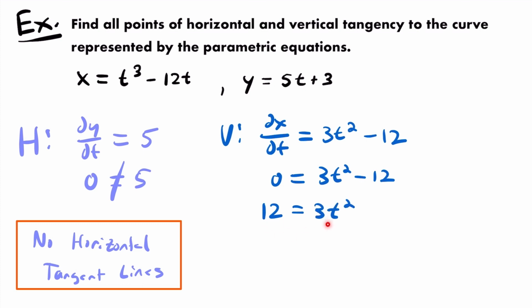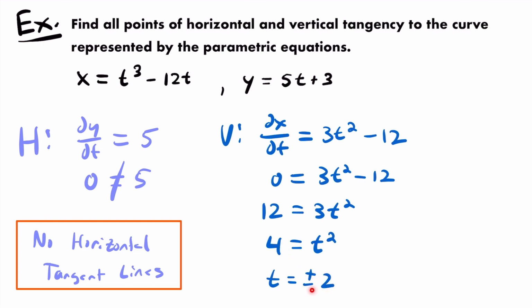And then we can divide both sides by 3. And so if we do that, 12 divided by 3 is 4. So we'll have 4 is equal to t squared. And then to solve for t, we need to take the square root of both sides of this equation. And taking the square root of 4 will give you 2 different values. It will give you positive 2 and negative 2. And so what we find is that t is equal to plus or minus 2, right? 2 squared is 4, and negative 2 squared is also 4.